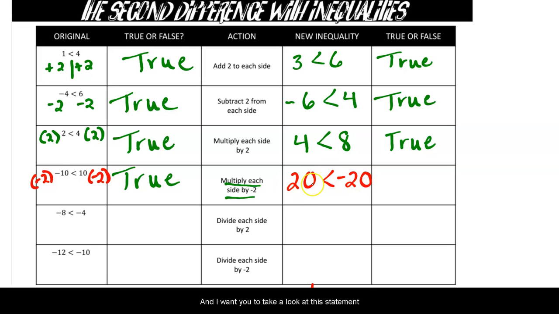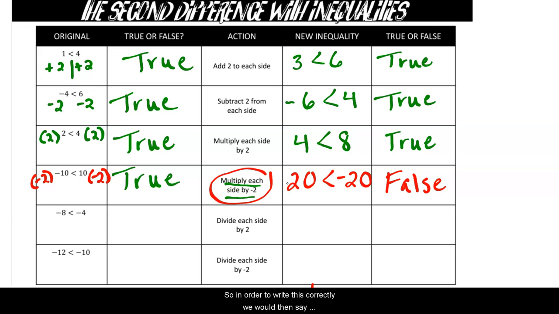And now I want you to take a look at this statement. This statement is saying that 20 is less than negative 20. That's false. So you can see when we multiplied each side by that negative 2, it caused it to be false. So in order to write this correctly, we would have to flip the sign, and we would have to say that 20 is actually greater than negative 20. When we multiplied by that negative 2, it reversed the relationship.